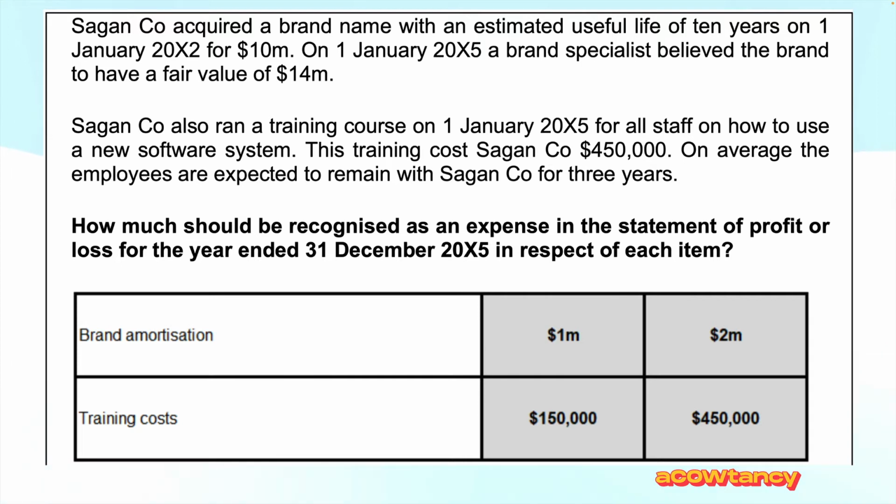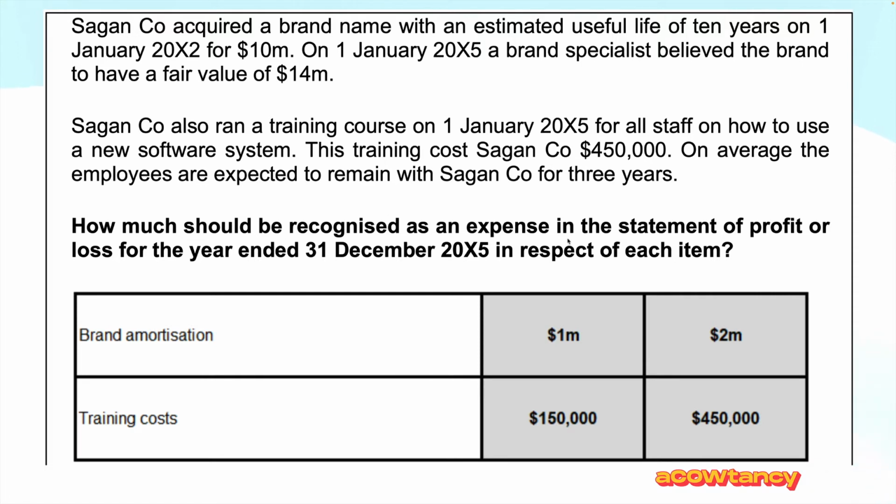So it's 10 million over 10 years, okay? So 1 million brand amortization. Then it says they also did a training course. Stop there. What happens to all training? Cost us 450,000. And it says the employees are going to be around here for 3 years. Don't care how long they're going to be around for because they might leave tomorrow. I don't control them. What do you do with all training costs? You put them to the P&L immediately.